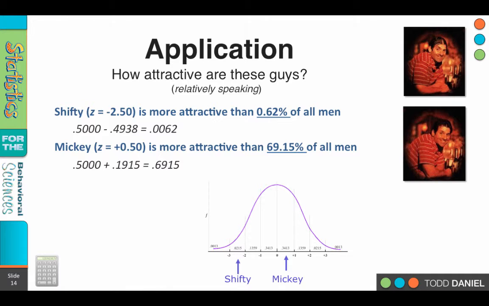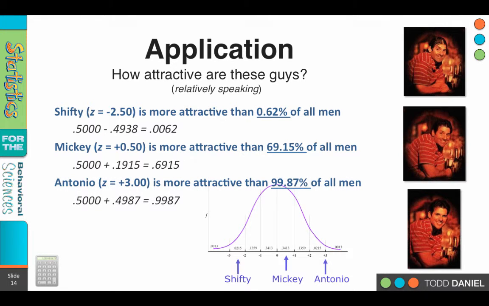69.15% of all men. If you were to draw a line from Mickey's score straight up to the purple line that represents the normal distribution and see how many scores are below that, we know that half of the scores are below the mean, and there's a small sliver that are above the mean all the way up to 0.50, where Mickey is. So we can use those numbers, add them together, and figure out that his score is higher than 69.15% of all men, or 69.15% of the rest of that curve. Finally, Antonio, far up in the top end of the bell curve, more attractive than 98.87% of all men.